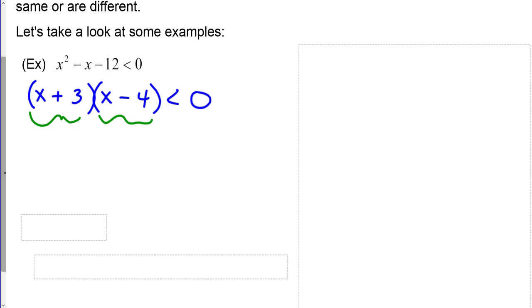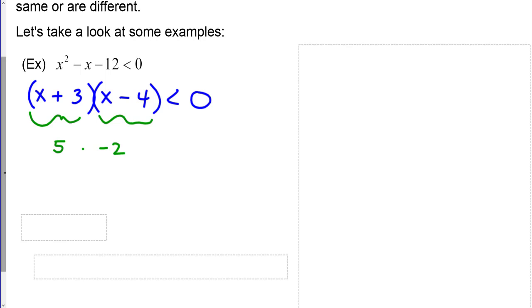However, if I chose a different value for x, if I chose 2, 2 plus 3 is 5. 2 minus 4 is negative 2. 5 times negative 2 is negative 10. So we have a negative result.